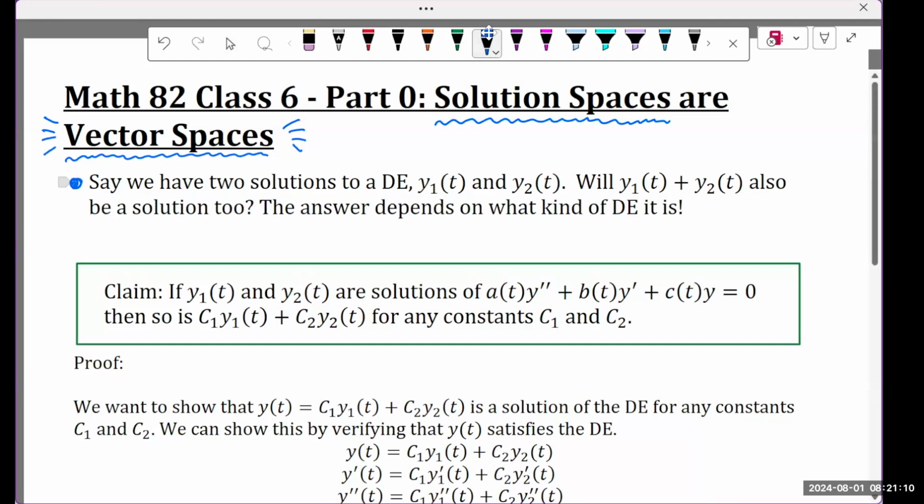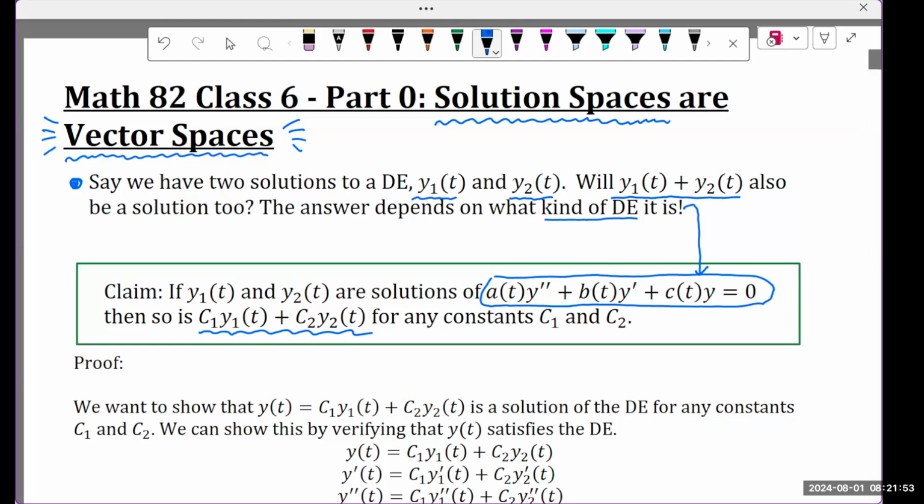How does this linear algebra theory help us? Say, for example, we have an ordinary differential equation, and we've got two solutions to that differential equation, y1 and y2. Would it be the case that if we took their sum, the sum could also be a solution? That answer depends on what kind of differential equation it is. This claim says that if your differential equation has this particular form, ay double prime plus by prime plus cy equals 0, then any linear combination of two solutions to that differential equation will also be a solution.